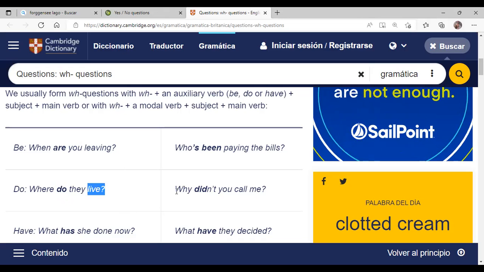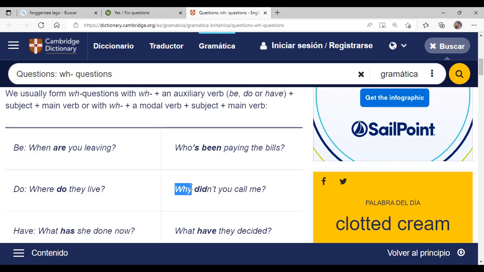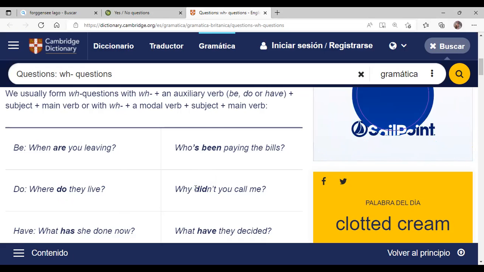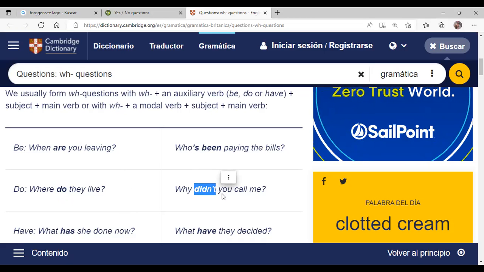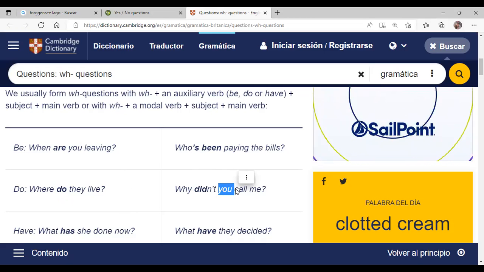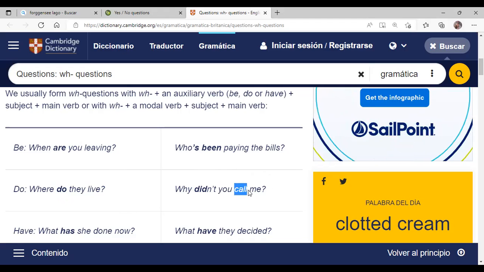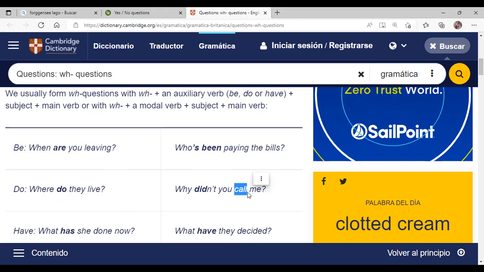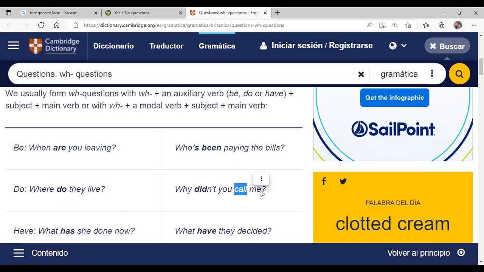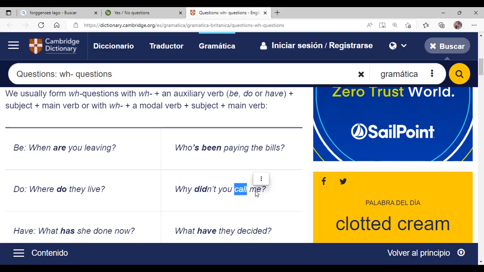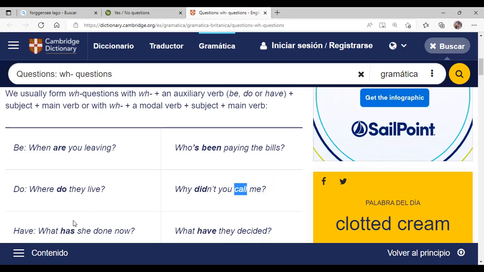If you want to make a WH question in negative, we have question word, auxiliary in negative, subject, and verb. In this case, we have an object pronoun after the verb. It's possible. Object pronouns, like me, usually go after a verb. So, why didn't you call me?